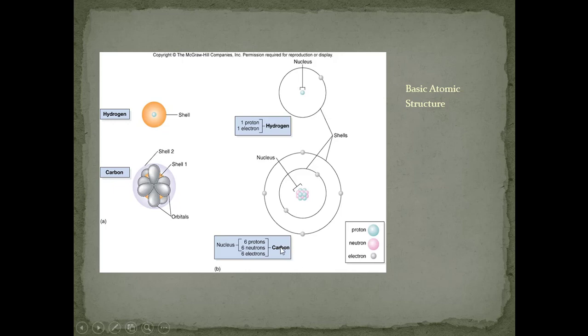So as an example, the carbon atom has 6 protons and 6 neutrons, and it has 6 electrons that orbit it, but the protons and the neutrons make up the nucleus.